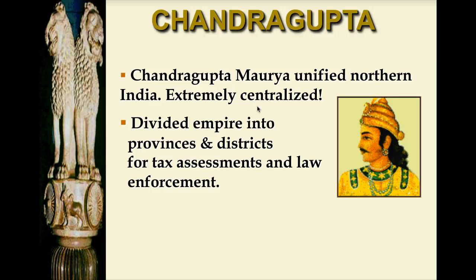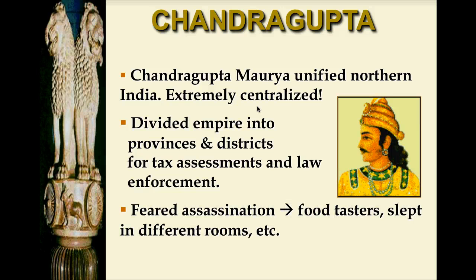So he creates this extremely complex, highly centralized bureaucracy. The empire is divided into provinces. You have districts for tax assessments and law enforcement. But Chandragupta was pretty paranoid. He feared assassination. He was always worried about someone killing him, which kind of makes sense if you're living in this age of all these warring nations. So he would use food tasters. He slept in different rooms. And it's kind of interesting, especially the way that Chandragupta ends.